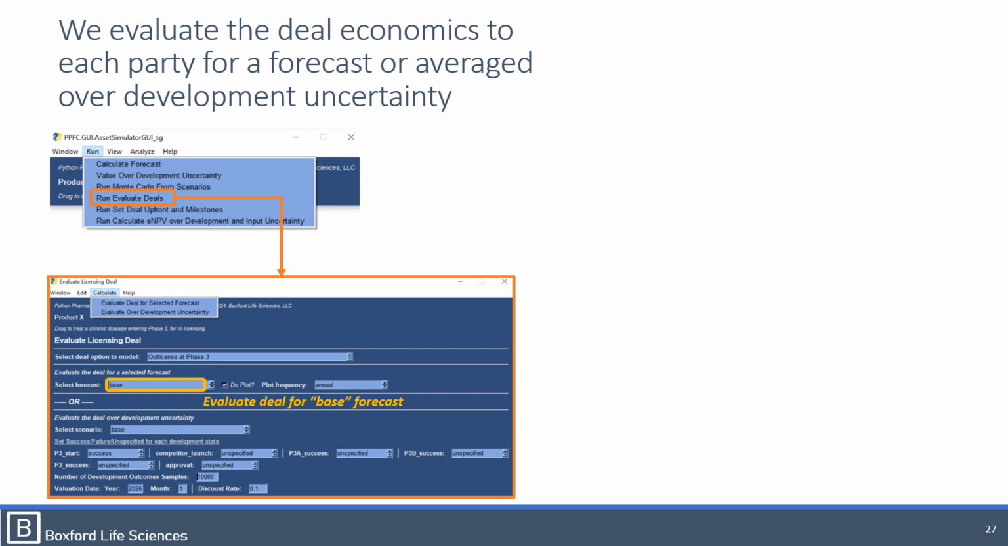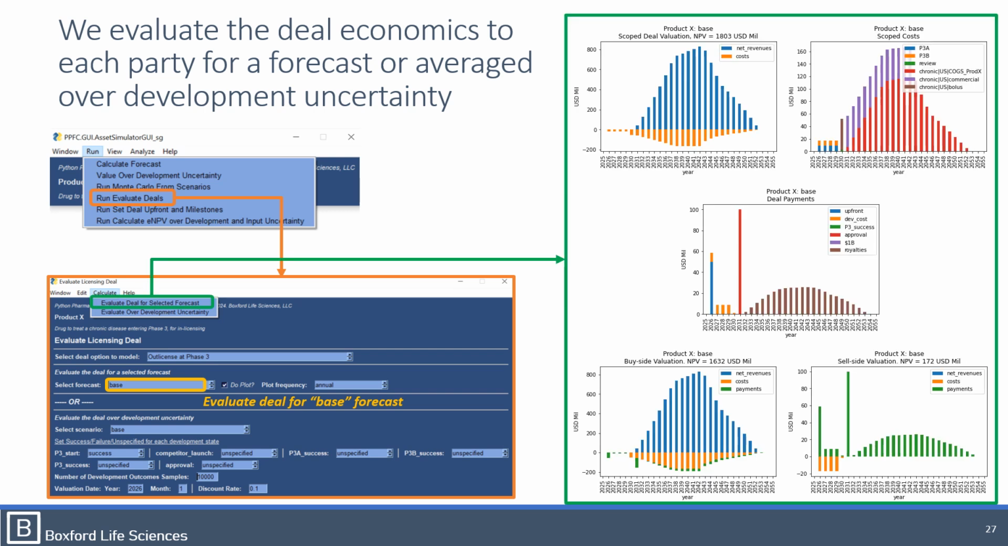We want to evaluate that deal for the base case forecast, and so we select that, and then when we evaluate for the selected forecast, we see a view into the economics that first looks at the overall NPV of the asset for the scope of the deal.